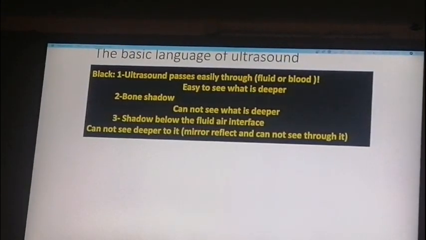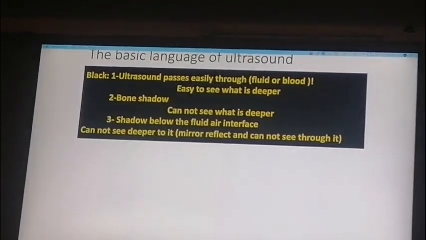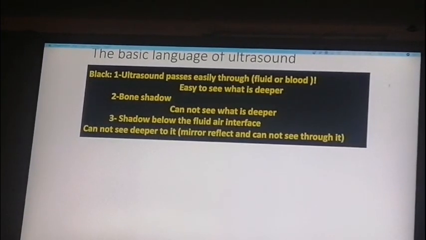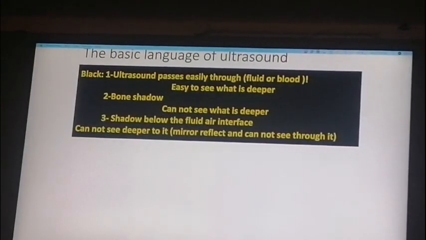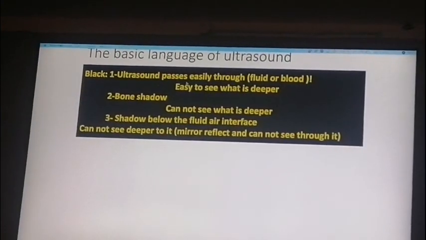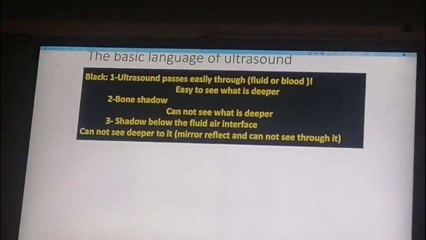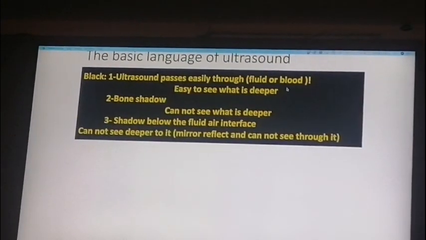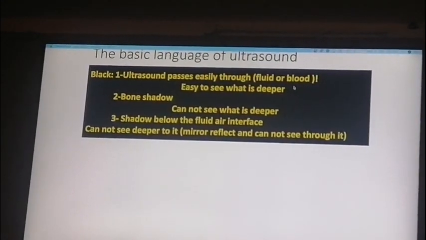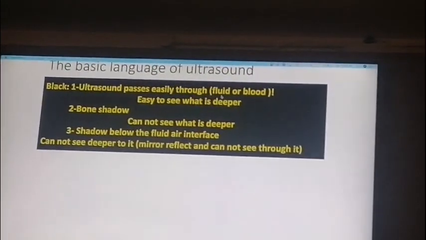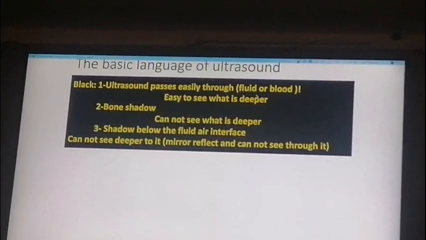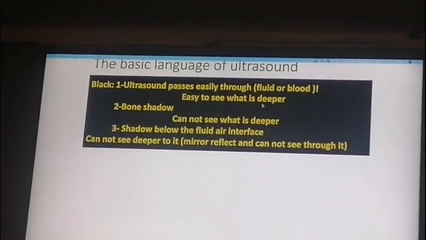So now I have the black. If you see black in the ultrasound, it's one of three options. There is no number 4. So black would be where ultrasound passes easily through, which is fluid or blood. So if you have blood in the heart, it will be seen black. The blood in the vessel will be seen black. Moving fluid or non-moving, any fluid will be seen as black. Easy to see what's deeper.